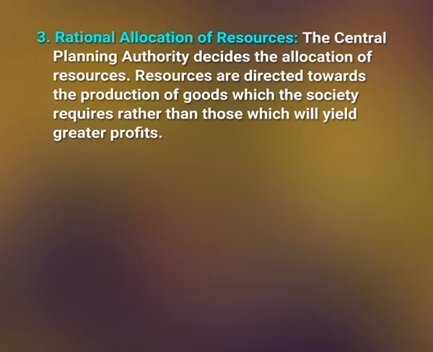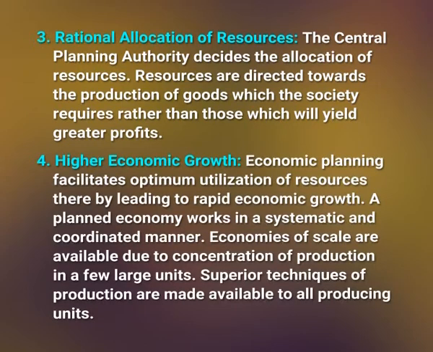Next is rational allocation of resources. The central planning authority decides the allocation of resources. Resources are directed towards the production of goods which the society requires rather than those which will yield greater profits. Fourth one is higher economic growth. Economic planning facilitates optimum utilization of resources, thereby leading to rapid economic growth. A planned economy works in a systematic and coordinated manner. Economies of scale are available due to concentration of production in a few large units. Superior techniques of production are made available to all producing units.